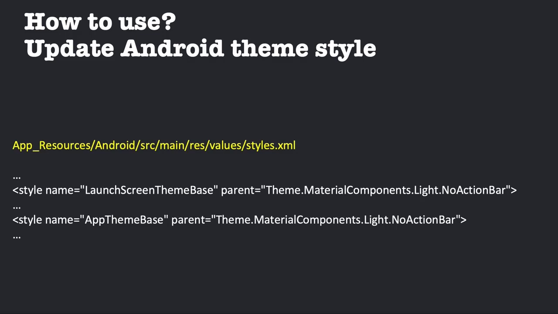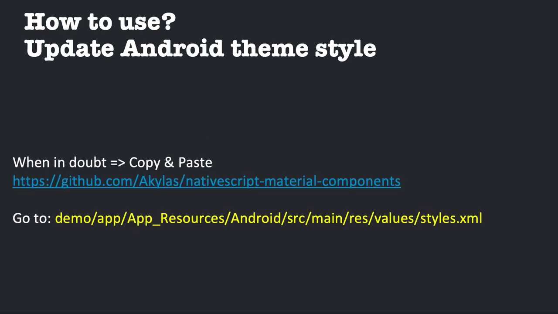And in case you don't quite know how to do it, I'll give you a quick cheat sheet, and this is basically what I used. When in doubt, copy and paste. So go again to Martin's repo at github.com/Akylas/nativescript-material-components, and in there, among a few additional folders, there is a demo project. If you go to demo, app, App_Resources, and on and on, find the styles.xml file. You can copy the settings from there to the equivalent styles.xml in your own project, and that should work. That should be enough, which is quite nice.